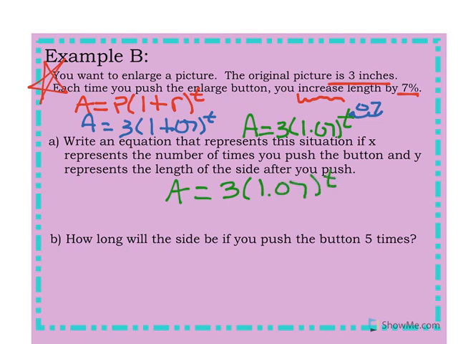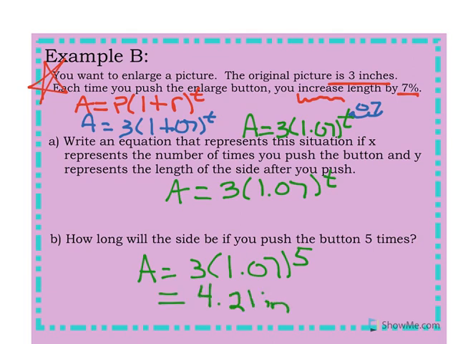So the question says, how long will the side be if it's initially 3 and we press the button 5 times? So in your calculator, you would type in the 3, the parentheses 1.07, to the power of 5. Go ahead and do that on your calculators and see how you did. Were you able to punch it in correctly and end up with the new length would be 4.21 inches? If you did, you are good to go.